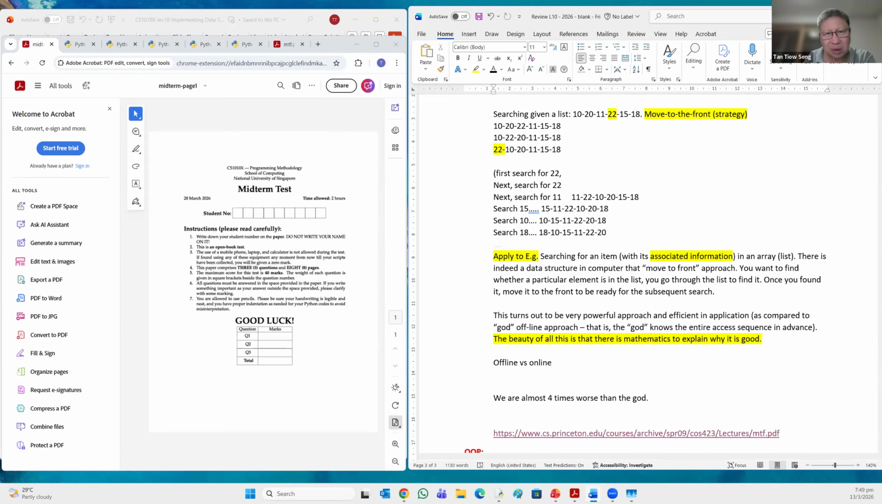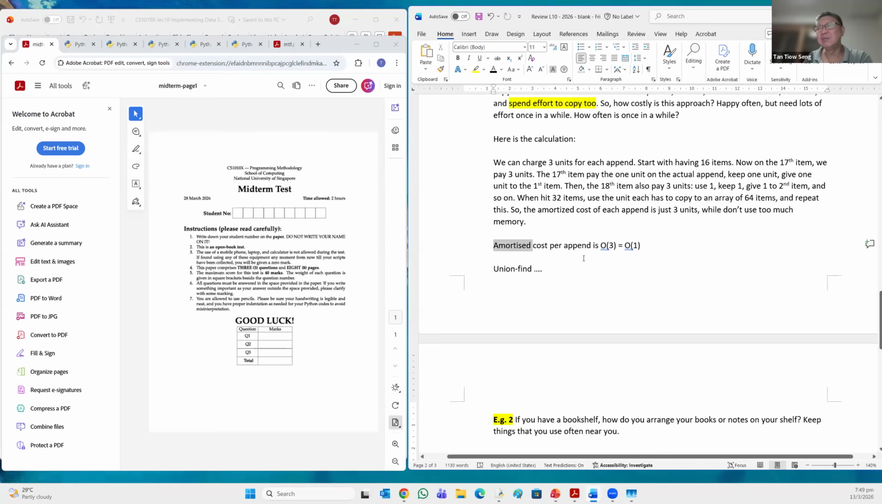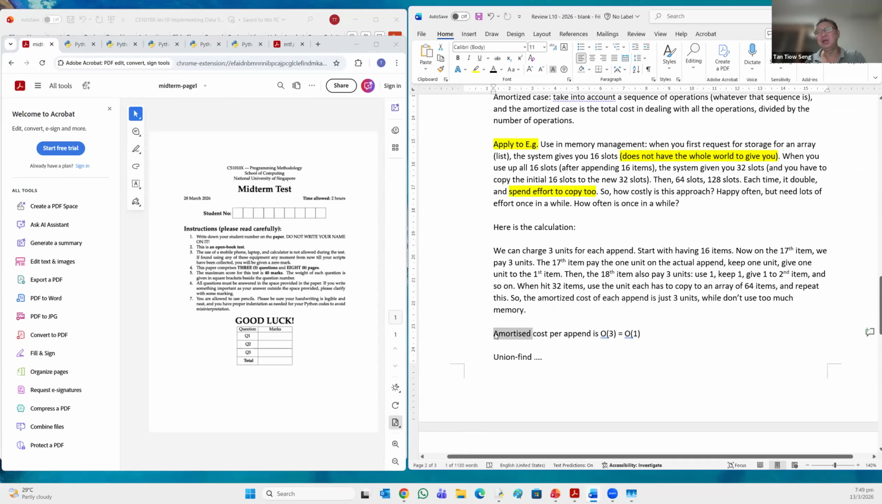Okay, there was a first question. What are the units and credit for amortization cost? This is always the way that amortization is analyzed: by paying upfront, by giving credit first, and then collecting back the credits. As if I give you some money first, and then you can use that money to pay for something else. This is a way that amortization can be argued, and it happens for union find also. Take a look at union find if you want to. That's all I can tell you.